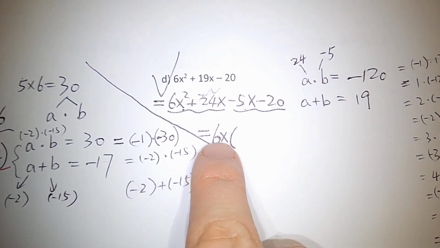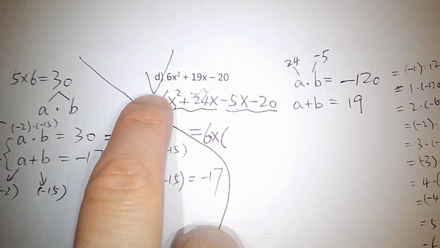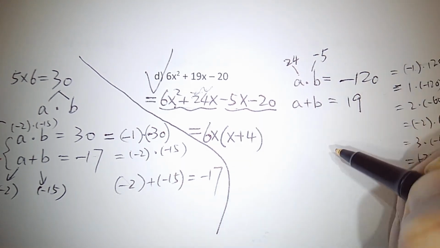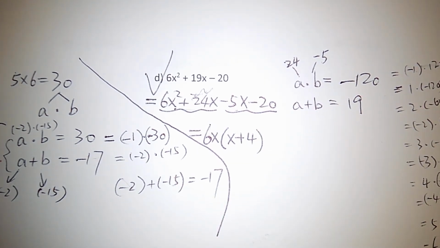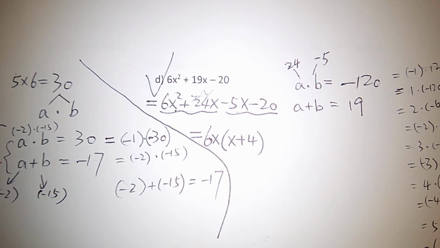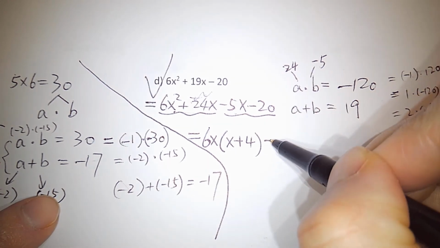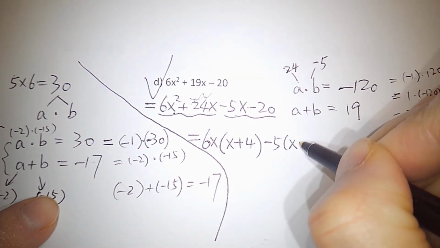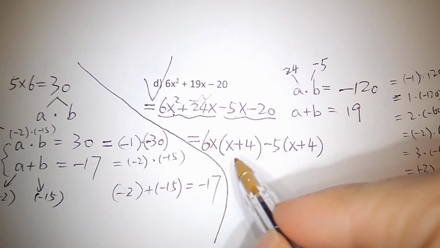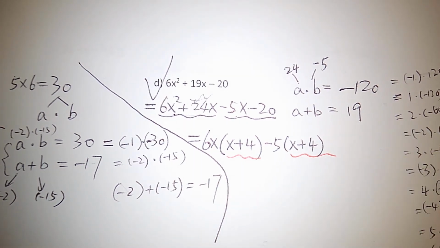So when we factor out 6x, we should get x plus what? 4, right? And in the last two terms, negative 5x minus 20, any common factor? Yeah, negative 5, right? So we have a negative 5, and then we should get x plus 4, right? Common factor? Yes. x plus 4, right?